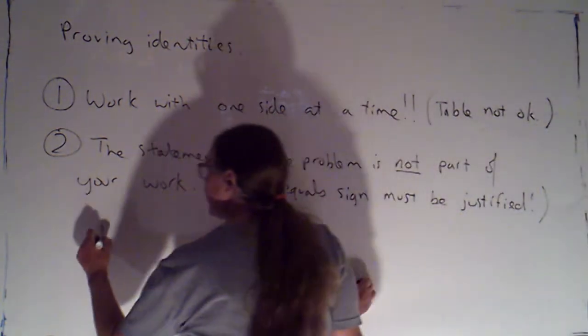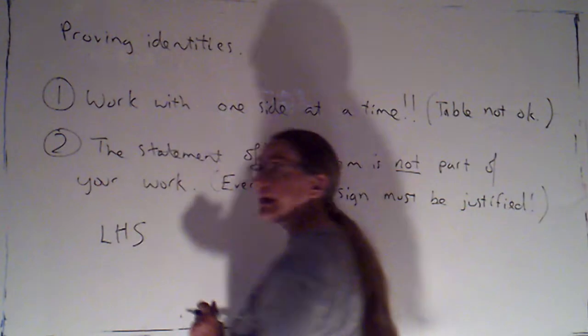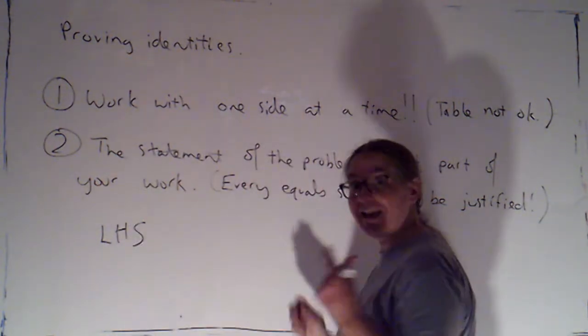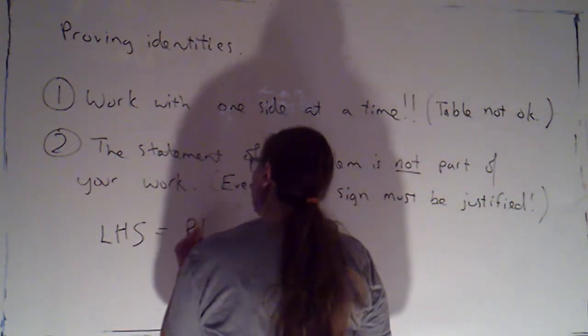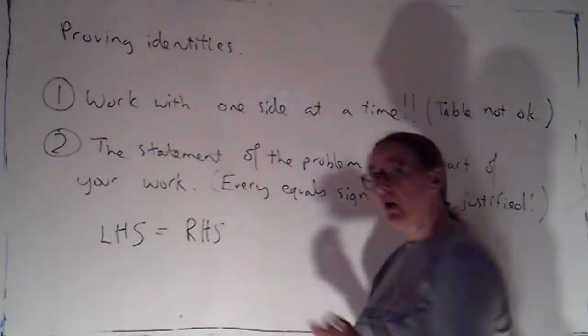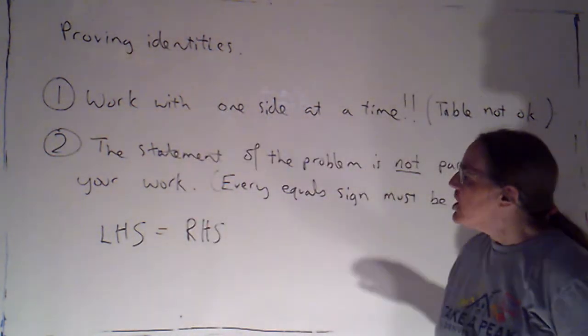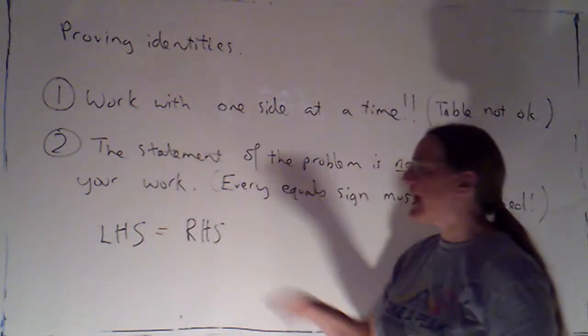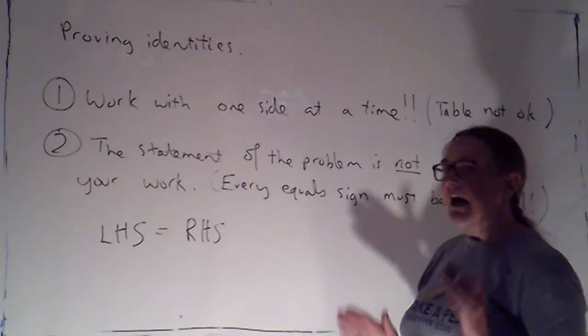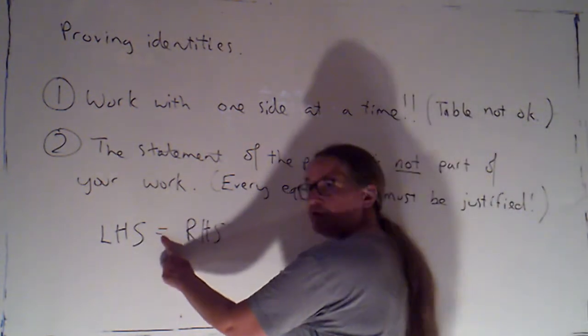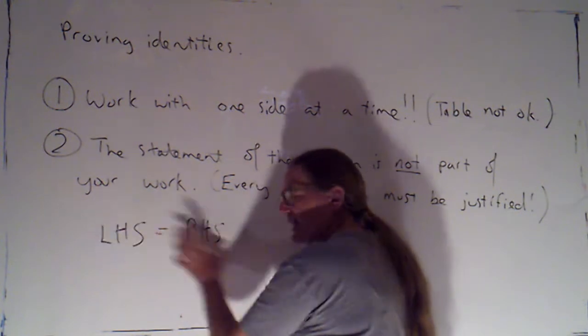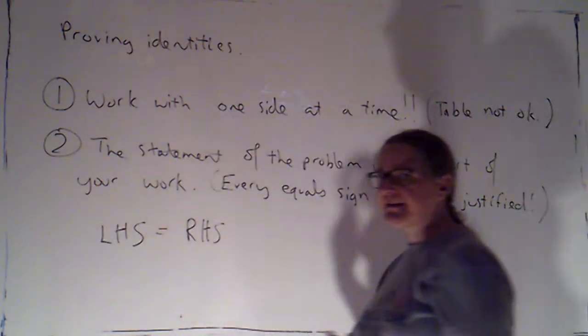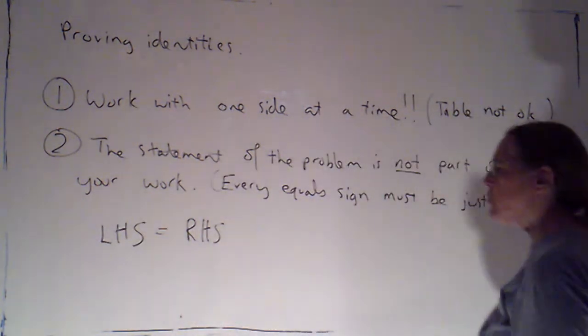So in general, if you have an equation, it's going to have a left-hand side, which I'll usually abbreviate LHS, and it's going to have a right-hand side, which I'll abbreviate RHS. Okay? You're trying to prove that the left-hand side equals the right-hand side. In doing that, you don't get to assume that they're the same. So you have to pick a side and only work with one side at a time. Let me show you why.